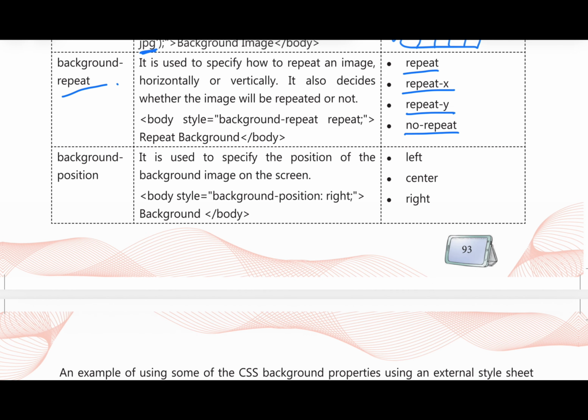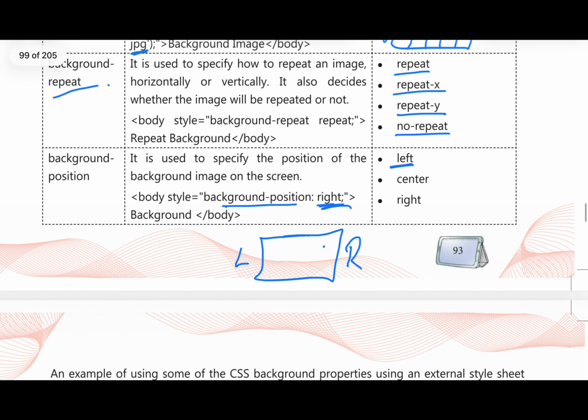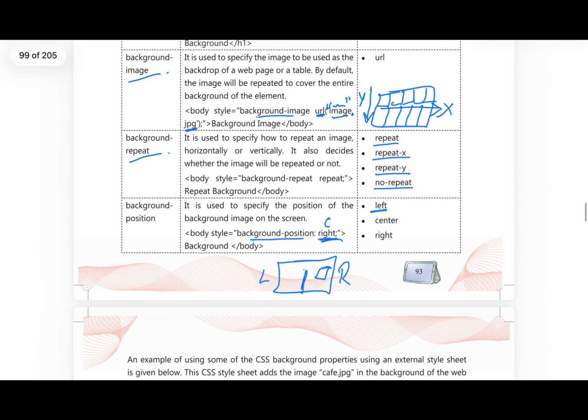Okay. Then background position. Background position means where I want that image. For example, this is my web page. If I want it on the left side, I will use background position like this. Background position, and here I will use left. Then it will be on the left side. If I want it on the right side, then I will use right. Then the image will pop up here. And if I want that image in the center here, then I will use background position as center. Understood? These are the types.